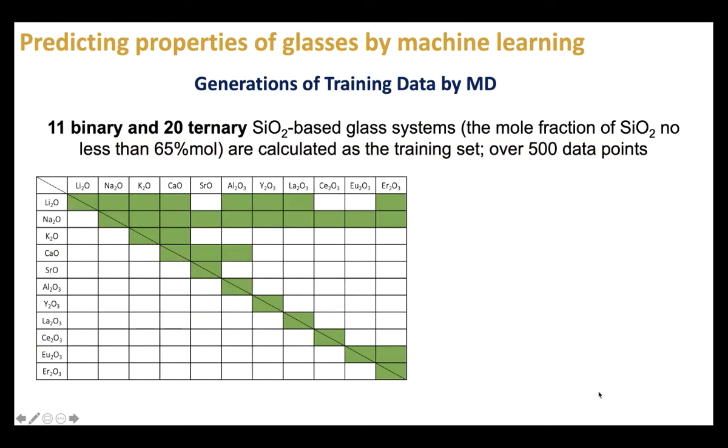First, how do we get training data? We generate our training data simply by high throughput MD simulation. We choose 11 binary and 20 ternary silica-based glass systems. This table lists all the binary and ternary glass systems we are calculating. A green color in a box means the corresponding binary or ternary system was studied. We randomly choose their compositions, so in total 500 different binary and ternary silica oxides were calculated. Then we calculate density and modulus by MD simulation.